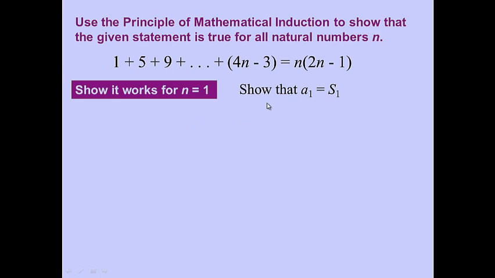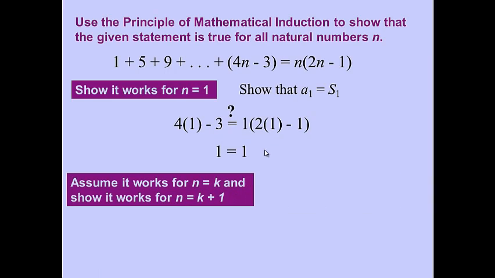So I start out by showing that it works for the first term. Plug in 1 in the sum formula and in the term formula, and I get 1 equals 1. Okay, so it does work for the first term. Now, assuming it works for n equals k, show that it works for n equals k plus 1. So in other words, show that the sum of the first k terms plus the k plus first term equals the sum of the k plus 1 terms.